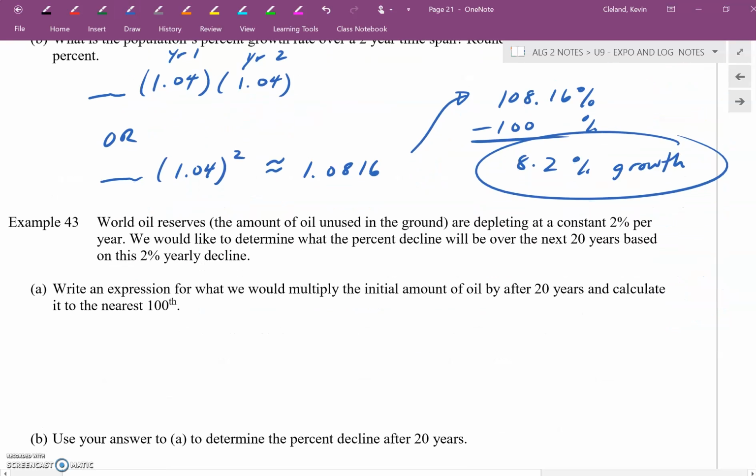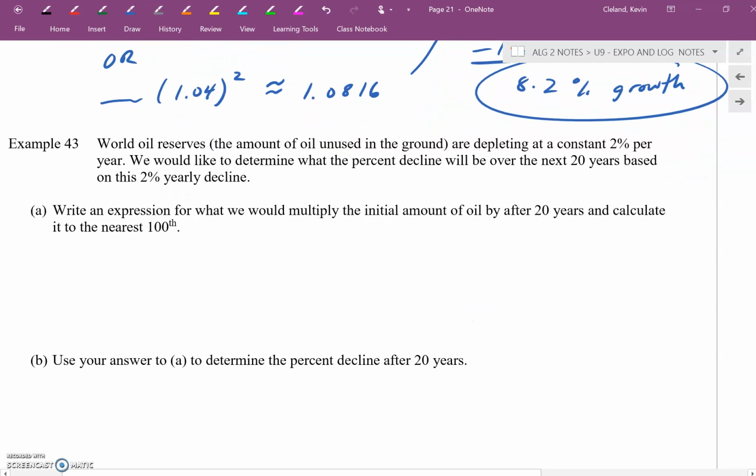Okay, 43, world oil reserves. The amount of unused oil in the ground is depleting at a constant 2% per year. We'd like to determine what the percent decline will be over the next 20 years based on this 2% yearly decline. So now we're finally dealing with percent decrease. We have to consider that we start with 100%, we lose 2% a year, so we have 98% of what we had the previous year. In decimal form, that's 0.98.